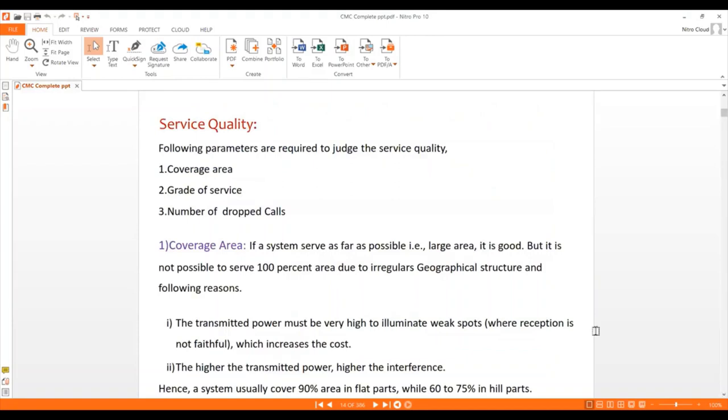That is the advantage. This is the one parameter, voice quality. The second parameter in the assessment of the performance criteria of a cellular mobile system is service quality. It contains three important parameters to be calculated: coverage area, grade of service, and number of dropped calls. The very first one is coverage area.